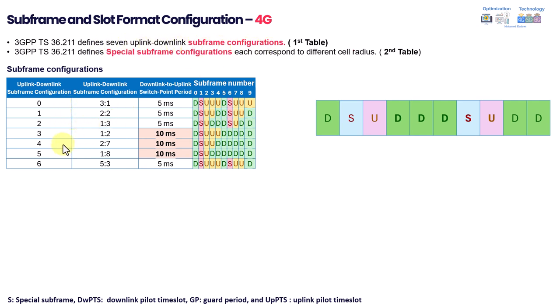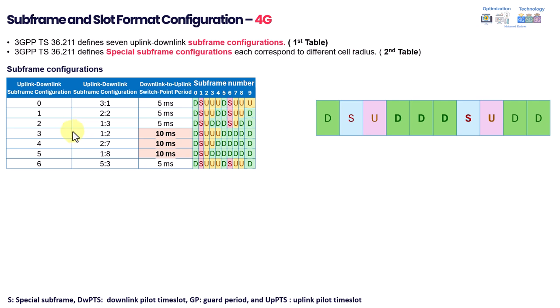There is no change, so you can only select one for your network. The most common one is this one, the uplink downlink subframe configuration, which is 1 to 3. It means you will have 3 for downlink and 1 for uplink, and the remaining 1 will be for the duration of 5 milliseconds. So each one will have a subframe.